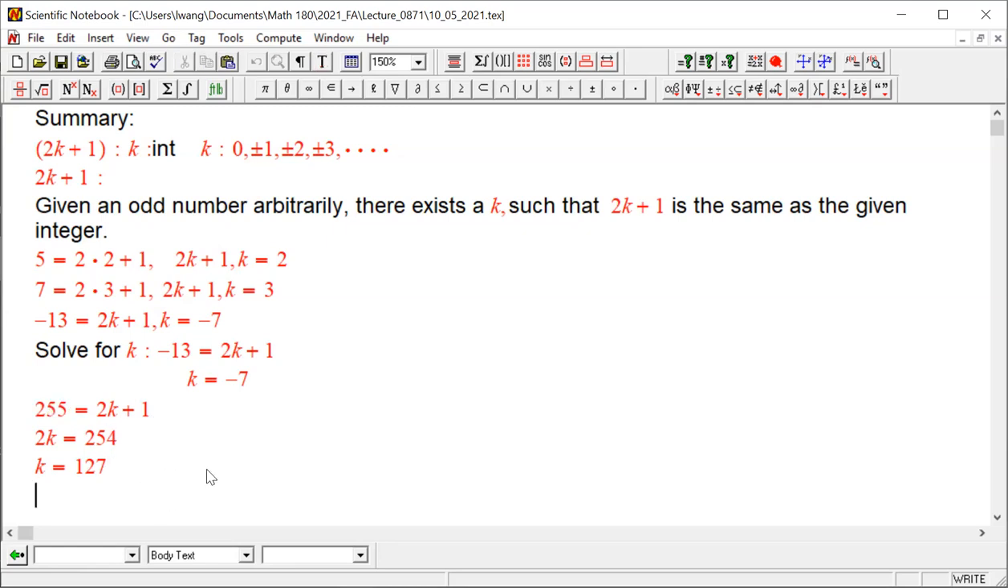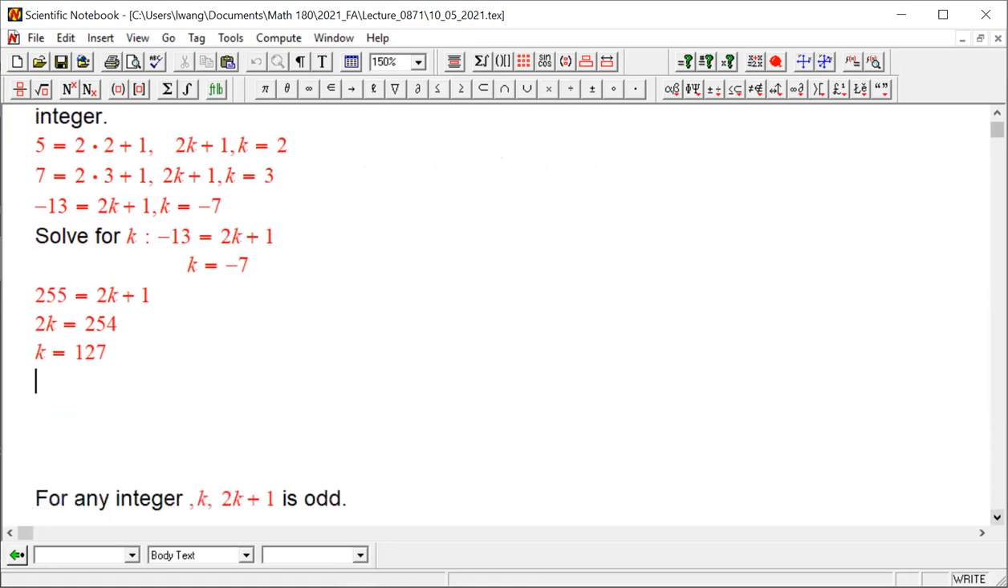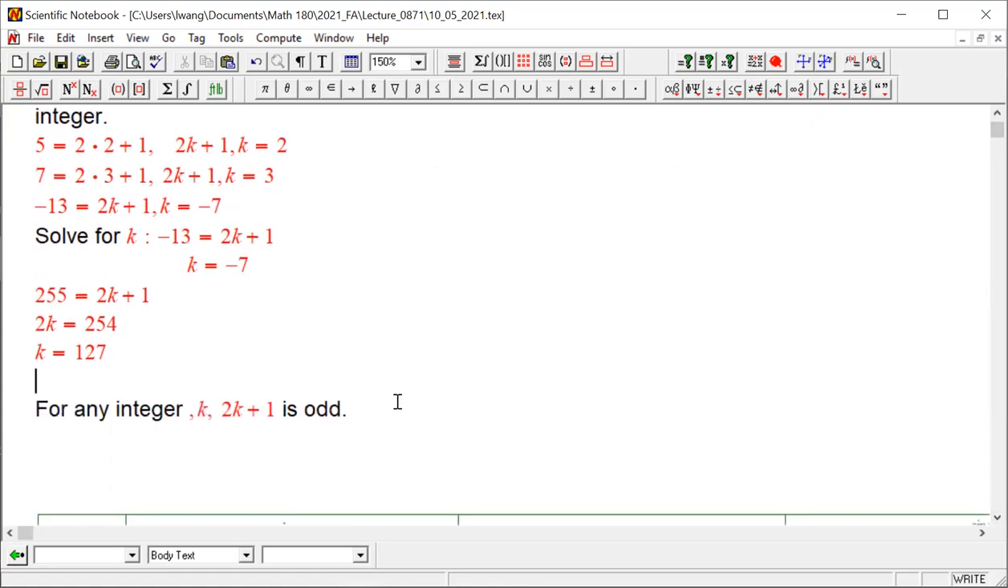If we keep going, do you see that every odd number can be represented in the form of 2k plus 1? Yes? But what if I use the form of 2k minus 1? You just get a different k, right? It still works. Wouldn't the k be 128? That's right. So it doesn't matter whether you use 2k plus 1 or 2k minus 1.